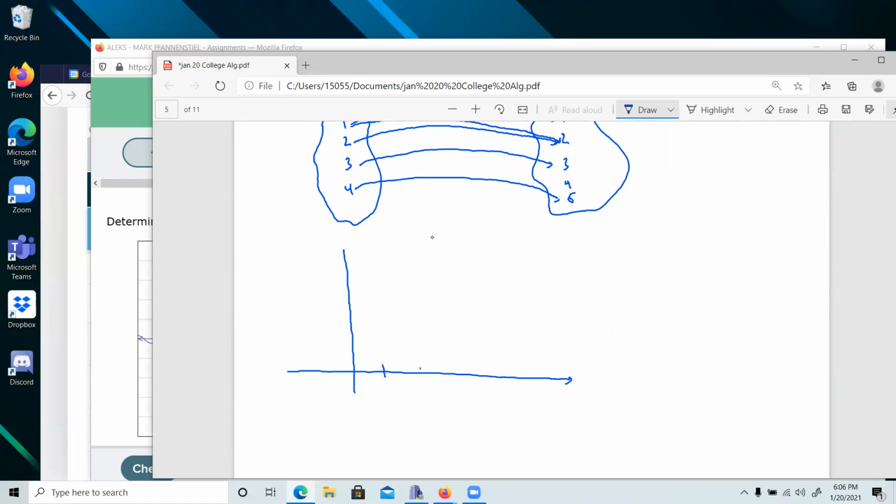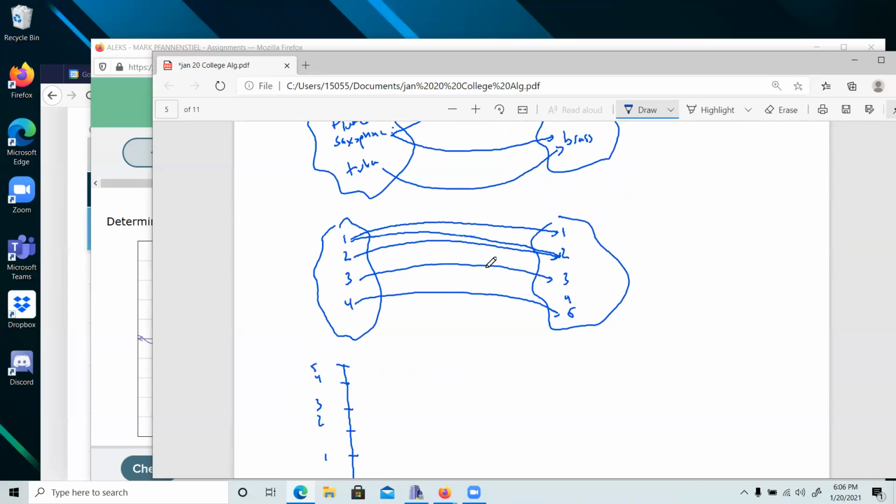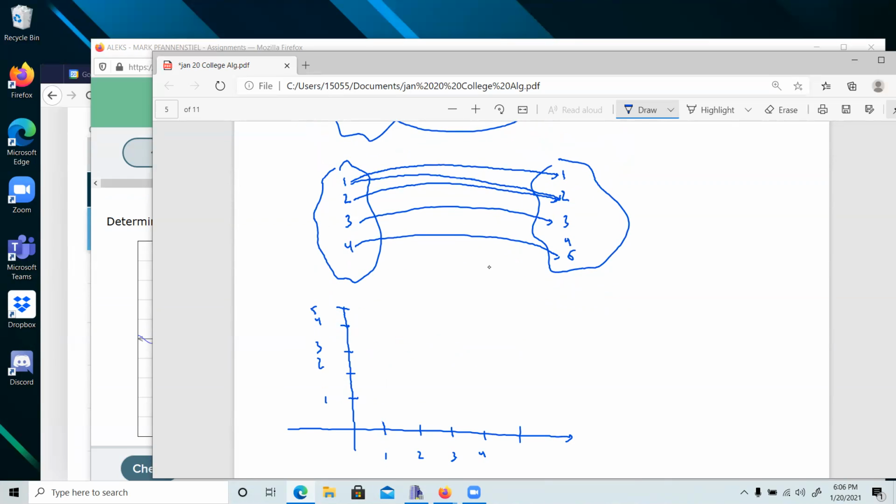So here we have 1, 2, 3, 4. And then we have 1, 2, 3, 4, 5. Because these are just dots, that's all they get. Okay, the one-value things, they just get a dot. So 1 maps to 1, but 1 also maps to 2. 2 maps to 2, 3 maps to 3, and 4 maps to 5.